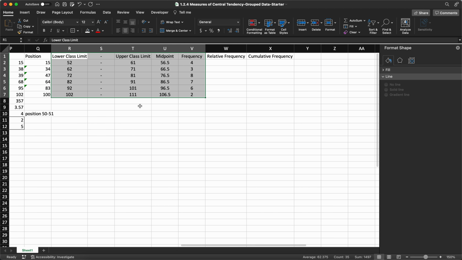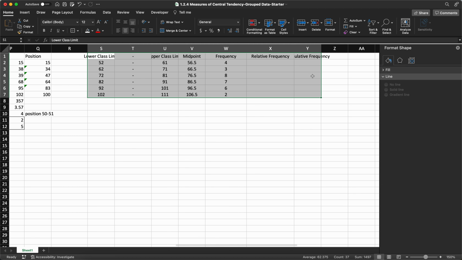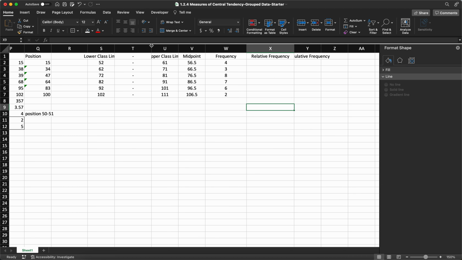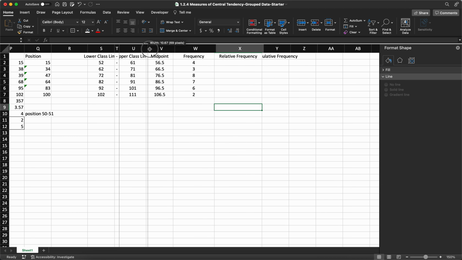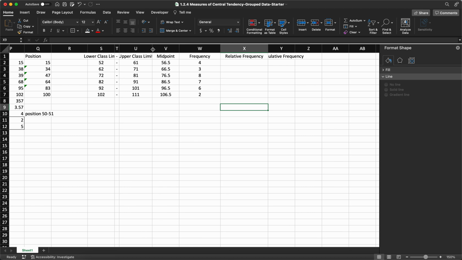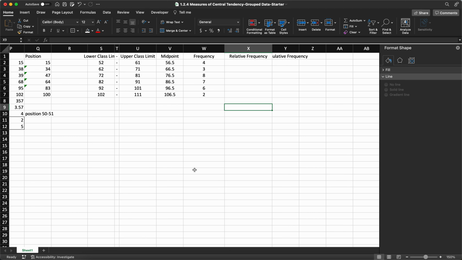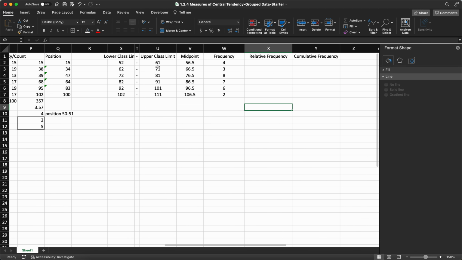So in the next video, what we're going to do is look at this frequency distribution table. First, we're going to talk about some of these other things that we can talk about when looking at a frequency distribution table. And then we will find the mean, median, and mode for this data set.